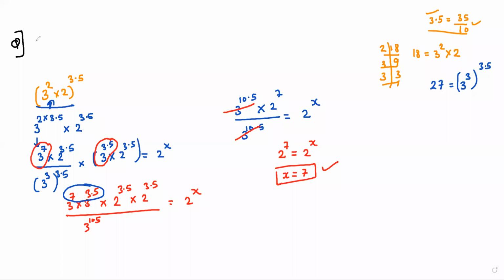Next question. 25 to the power of 7.5 into 5 to the power of 2.5 divided by 125 to the power of 1.5 is equal to 5 to the power of x. Find the value of x.